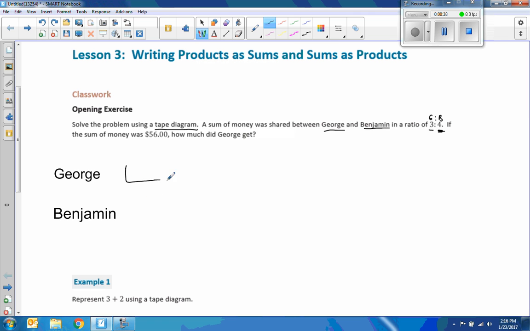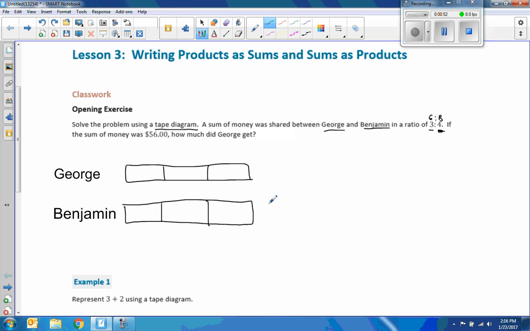So if I were to do a tape diagram, and I drew this out like this, there's 3 equal pieces, and then I do the same for Benjamin. I draw out a tape diagram for his, and it's 3 equal pieces. Well, Benjamin is 3 to 4, so I'm going to have to add one more piece of tape to his, so it's 3 and 4. Then the question is saying, how much did George get? George is this amount, so that's the question. Okay, but I do know that the sum of the two is $56.